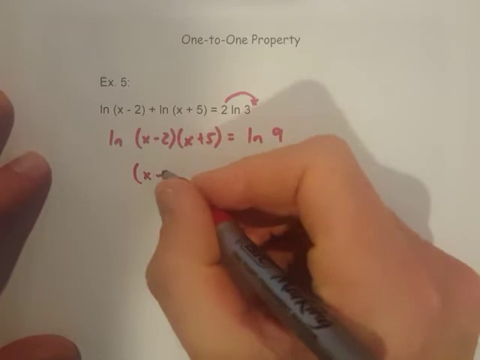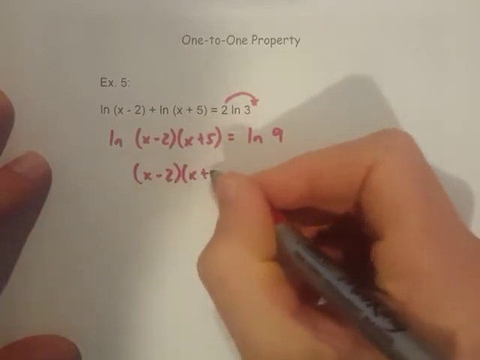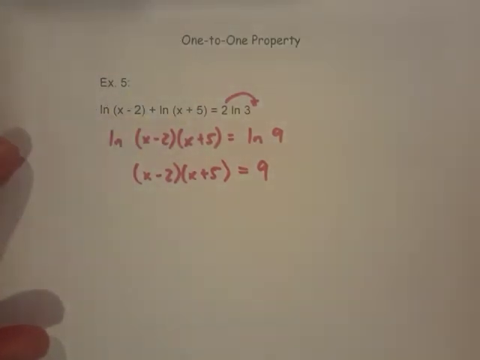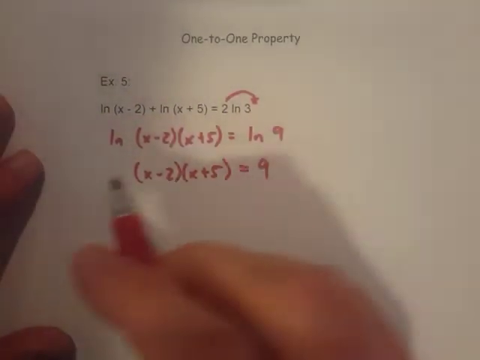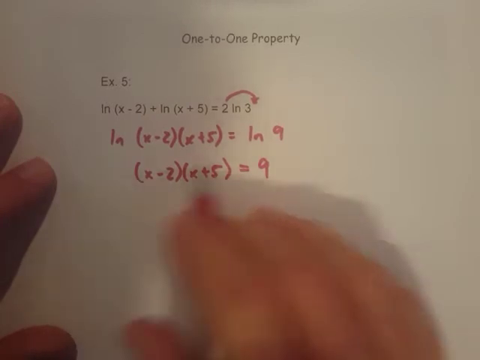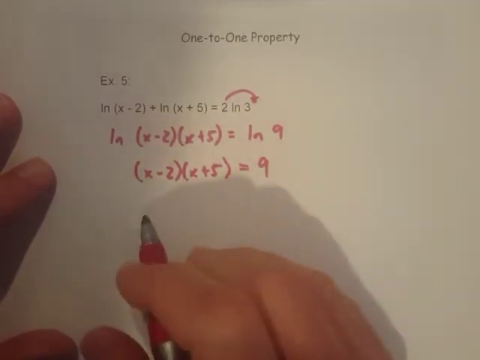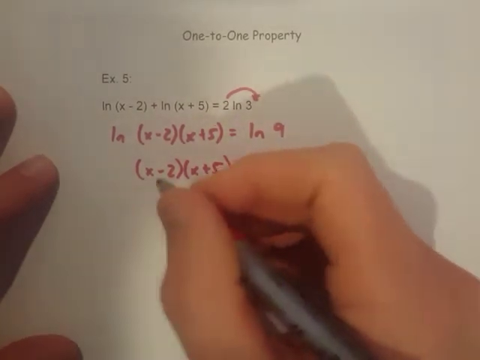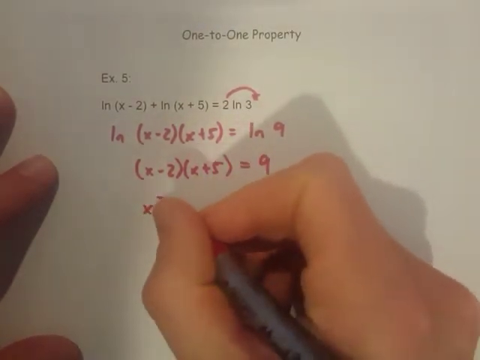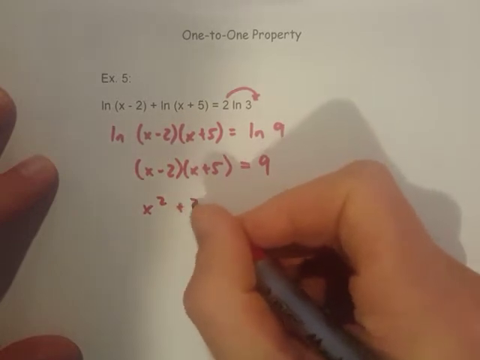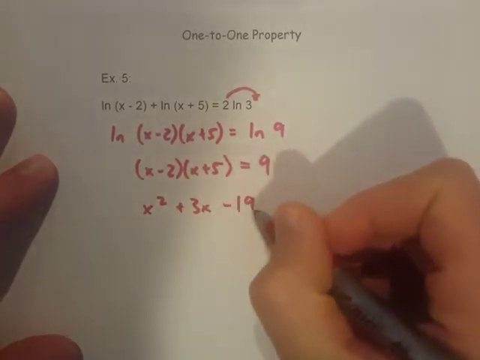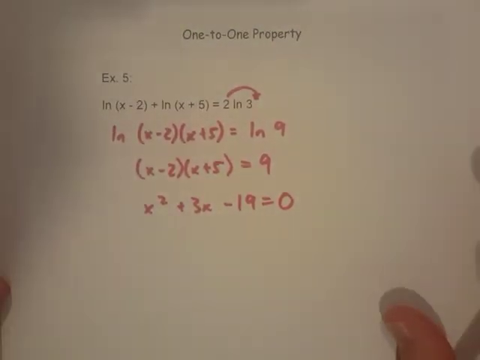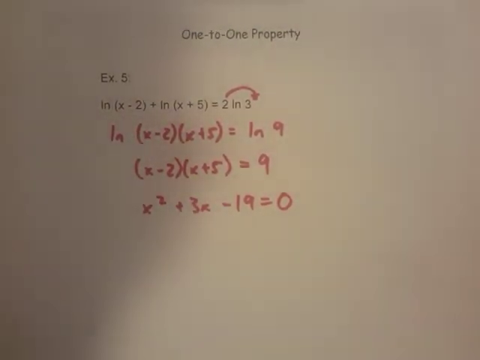And so now we're talking just x minus 2 times x plus 5 equals 9. What we want to do from here is FOIL and move the 9 onto the other side. If we do all of that, skipping over some of the details, then what we'll get is x squared plus 3x minus 19 equals 0. And now we've got a quadratic to solve, which we've done plenty of before.